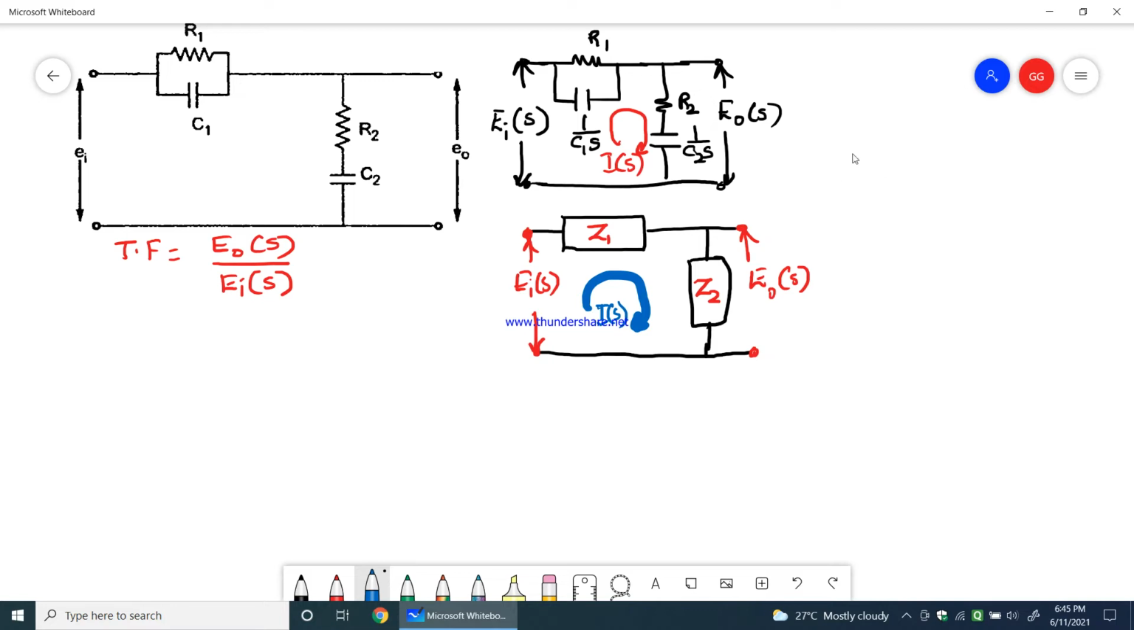Now what is Z1? Z1 is nothing but R1 in parallel with 1 over C1S, whereas Z2 equals R2 plus 1 over C2S. So this is Z2. Z1 is the impedance where R1 is in parallel with 1 over C1S. Z2 is the impedance where R2 is in series with 1 over C2S. When it is in series, you add both. When it is in parallel, we take the R1 R2 by R1 plus R2 format.